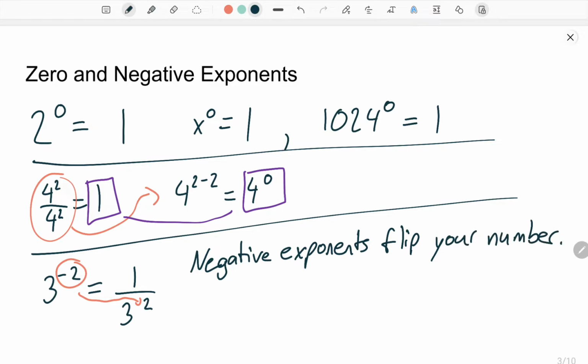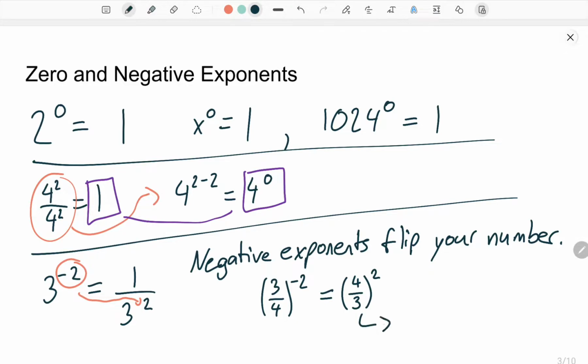And what if you have an actual fraction? What if I had like 3 over 4 to the negative 2? Well, in this case, if you have a full fraction, you flip the entire fraction itself. So instead of writing 3 over 4, 4 is going to go on top, 3 is going to go on the bottom. And now instead of negative 2, you could write that as an exponent 2. So it's just reversing fractions, flipping it over.